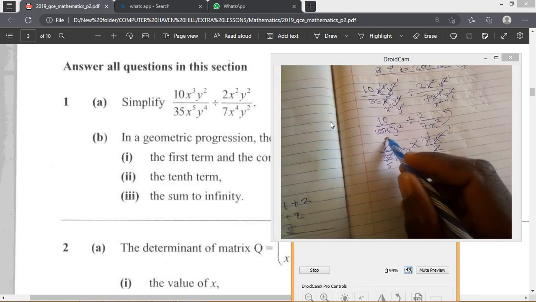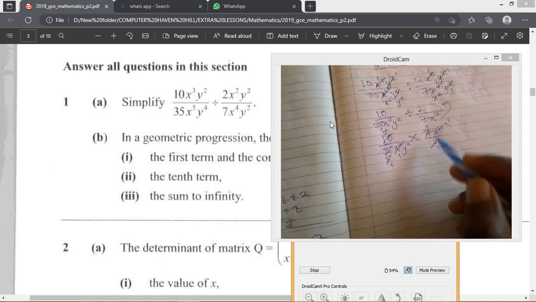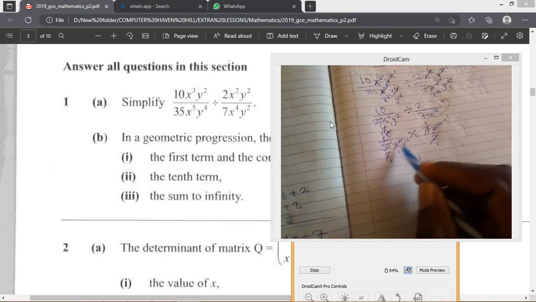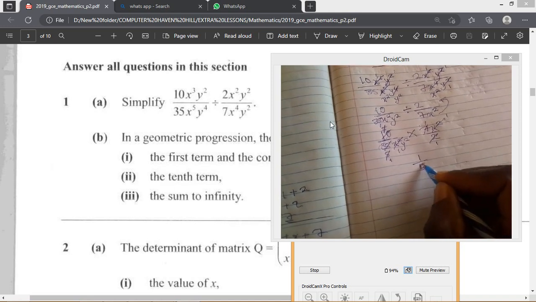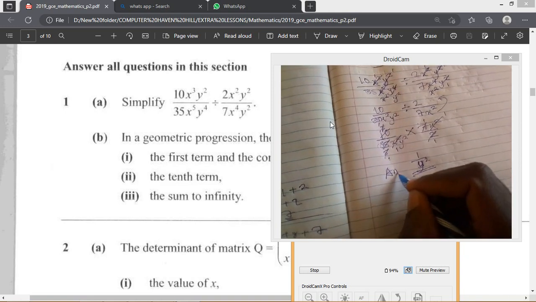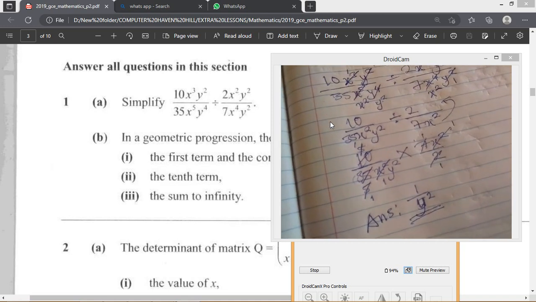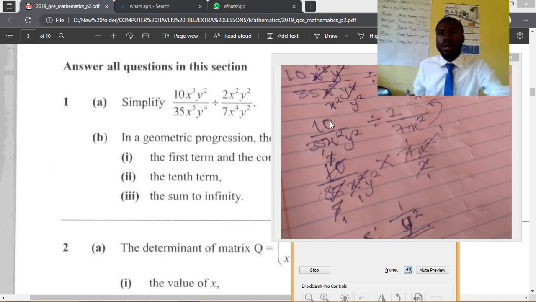Having this and this into this is 1, and this is 1. So we are remaining with a 1 on top. 1 times 1 we just have a 1 over, and there is nothing down but y squared. So 1 over y squared is our answer. That's what we have on this question. All right, great. Let's go and check on the second question.